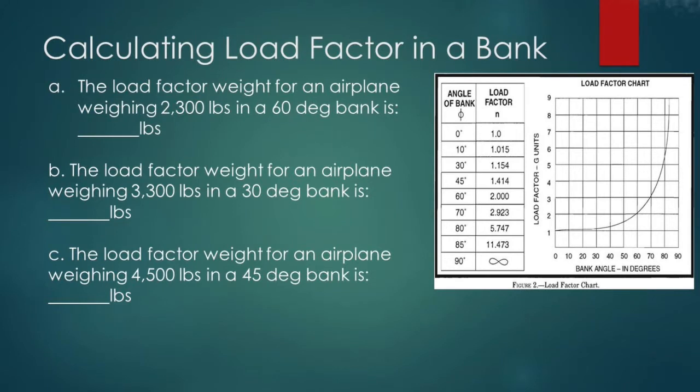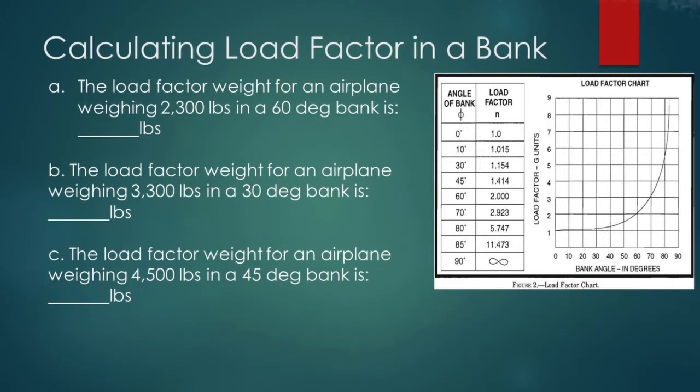So if you take that and multiply it out, looking at the questions here, the load factor weight of an airplane that weighs 2,300 pounds at 60 degrees of bank, the airplane's going to weigh twice as much. That's 4,600 pounds.